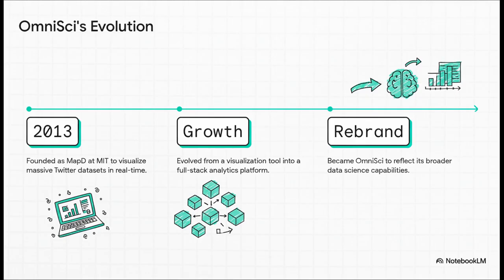But here's the thing. The engine he created was so incredibly powerful that it was useful for way more than just maps. It grew into this full-on analytics platform, and that's when they rebranded to OmniSci, kind of like All Science, to show just how broad its capabilities had become.